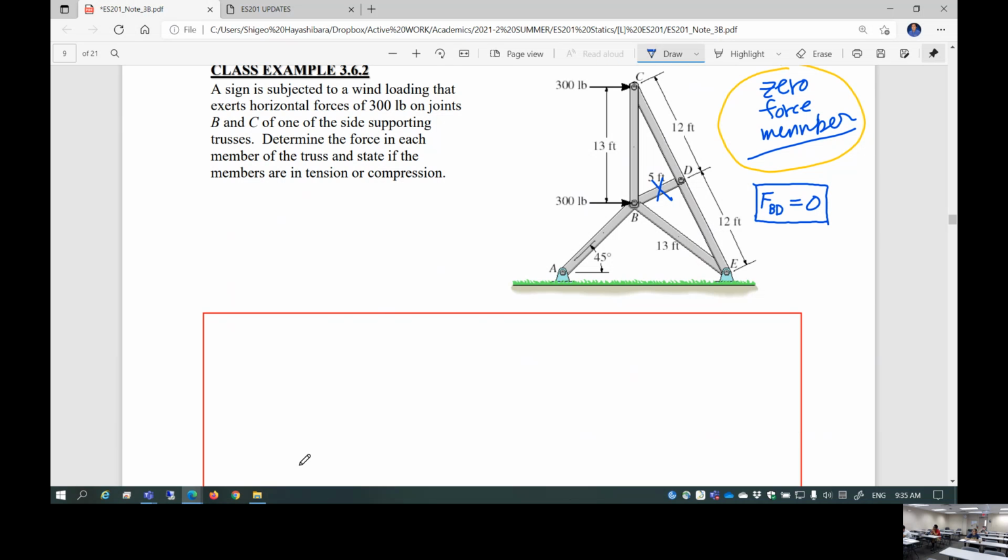Well, no, sorry, not equal and opposite. It's the same. If this is tensile, this is also tensile. If this is compressive, this is also compressive. That's what it is. Sorry about that. So I'm going to begin with joint C.